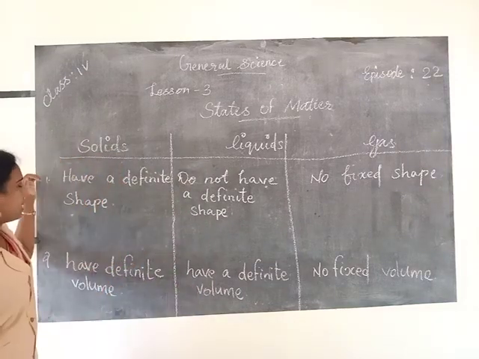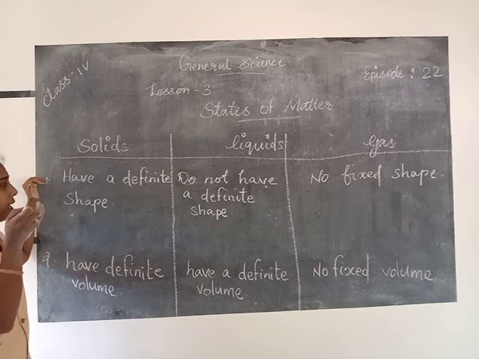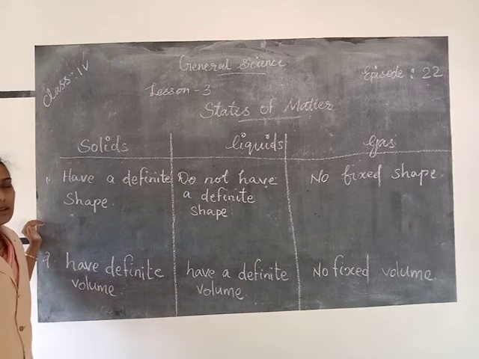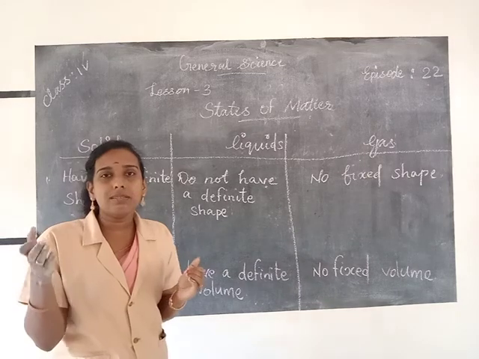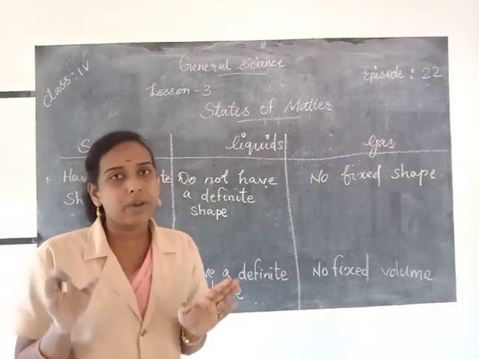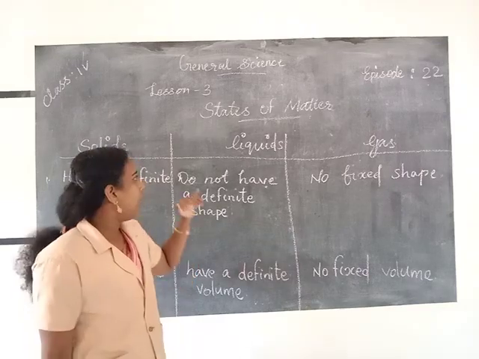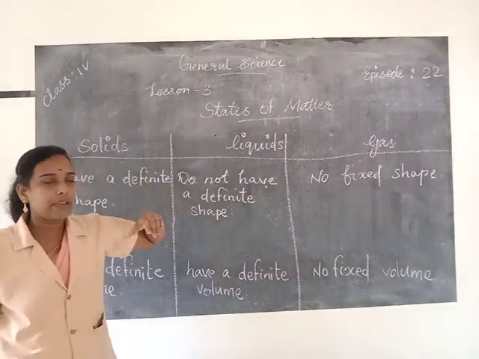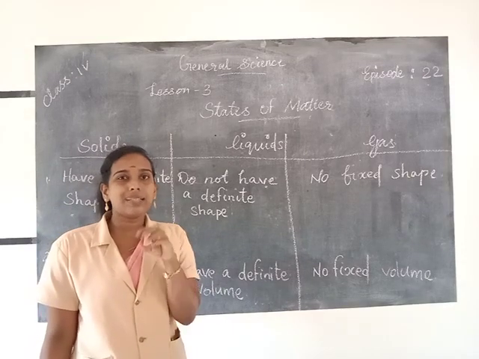Okay, so in solid state the molecules are very closely packed, so they have definite shape and definite volume. All solid substances have definite shape and definite volume. For example, your pencil, notebook, chair, table, these are solid states of matter, and they have a definite shape and definite volume.